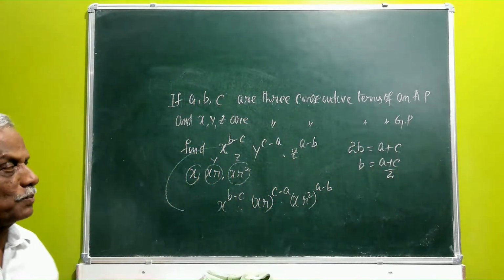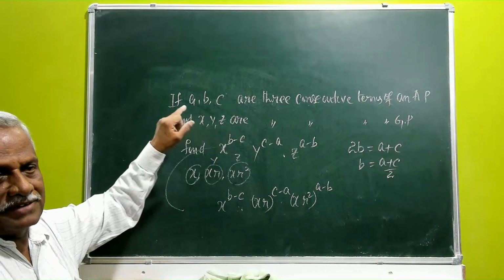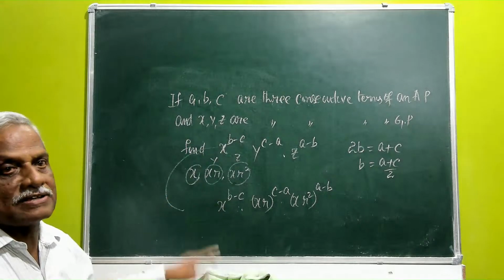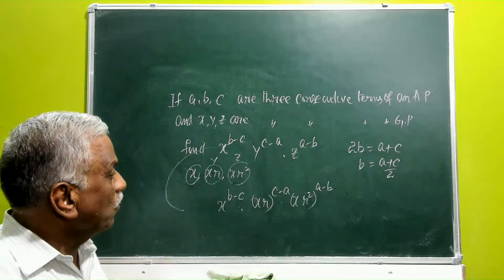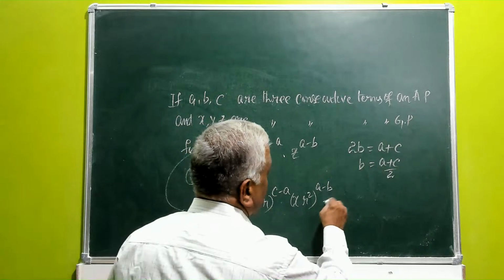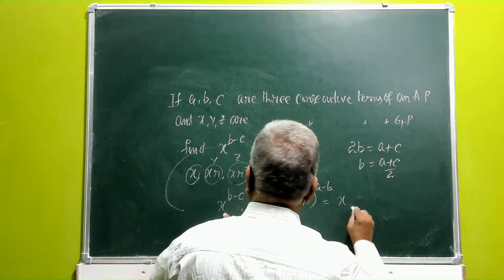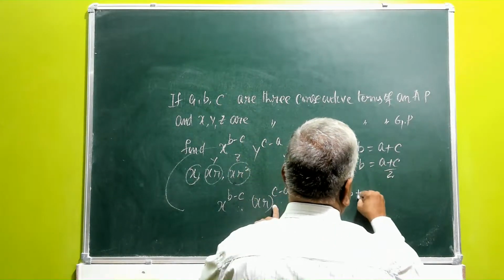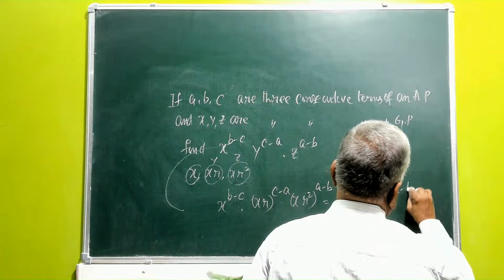Did you understand this properly? What we have done is we have taken the first term of the GP as x, and the second term, instead of y, I have written as xr, because they differ by a constant ratio. Now you have to use the indices rule and simplify. So what do you get for x? This is b minus c plus c minus a plus a minus b.